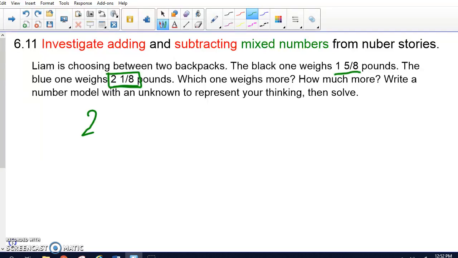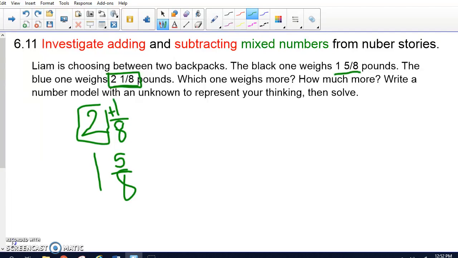When I see 2 1/8 and 1 5/8, what we have here is two mixed numbers. Mixed numbers being that there is a whole and a fraction. We can change these mixed numbers into fraction numbers. So when I'm looking at 2 1/8, I'm going to change this 2 into 8. 2 times 8 is 16.